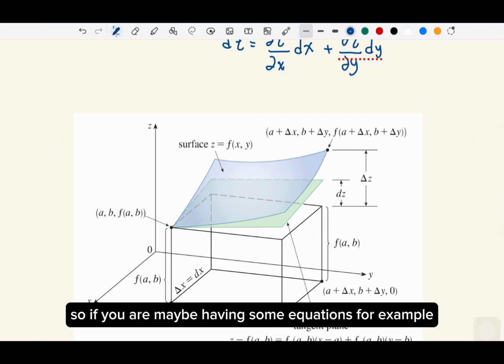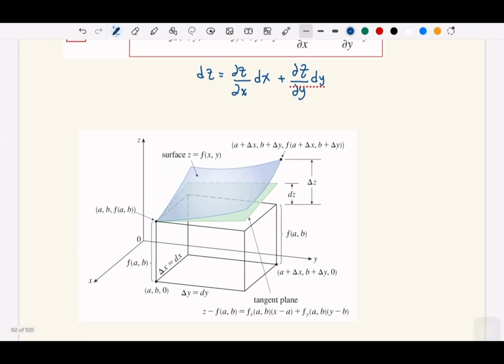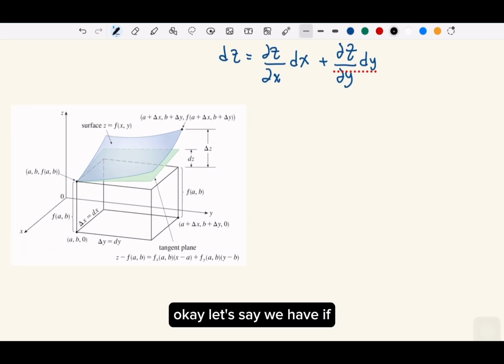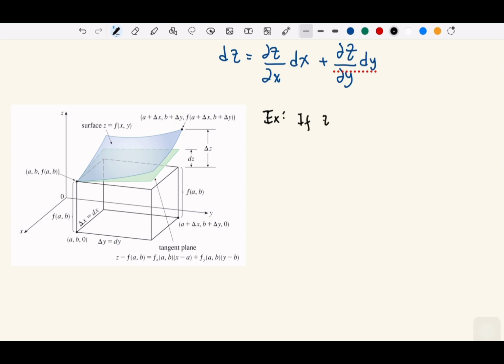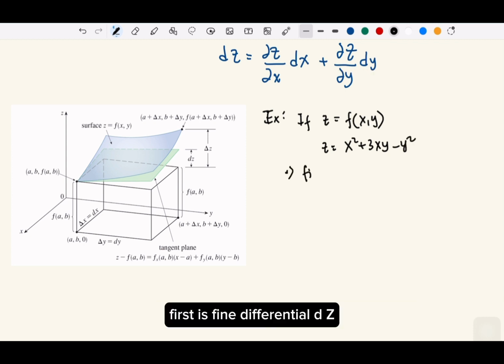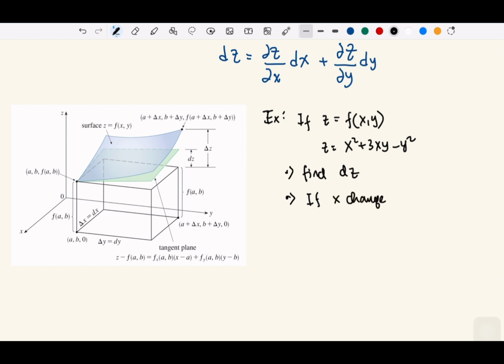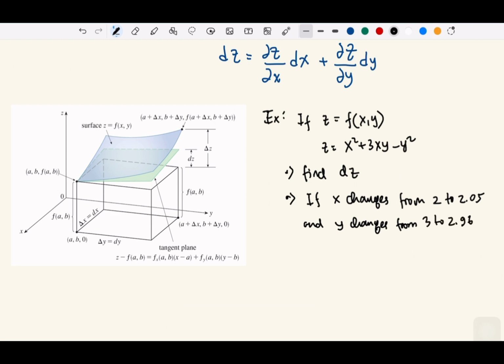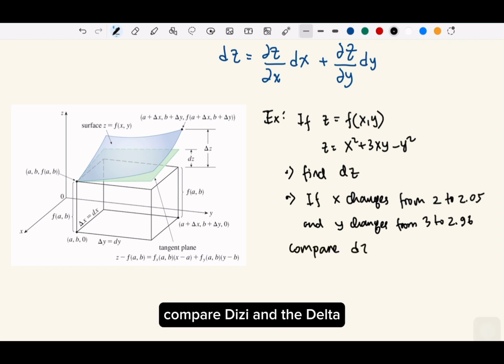If you have some equations, for example, let me write an equation here. Let's say z is a function of x and y, and z is equal to x squared plus 3xy minus y squared. First, find the differential dz. And second, if x changes from 2 to 2.05 and y changes from 3 to 2.96, compare dz and the delta z.